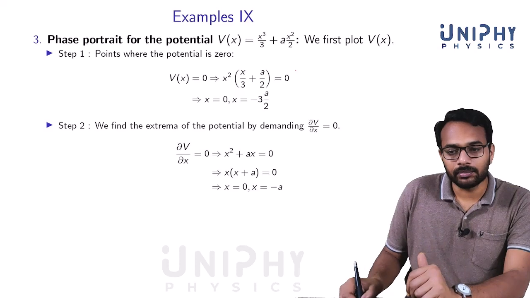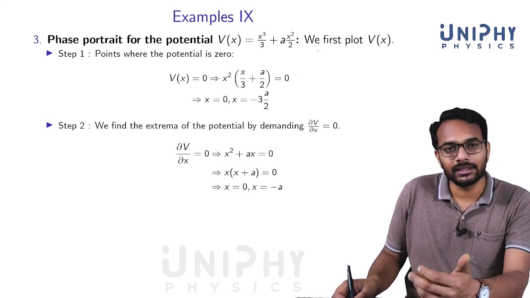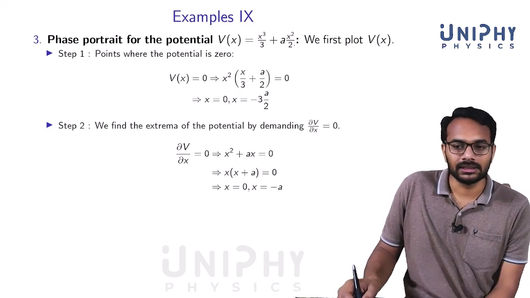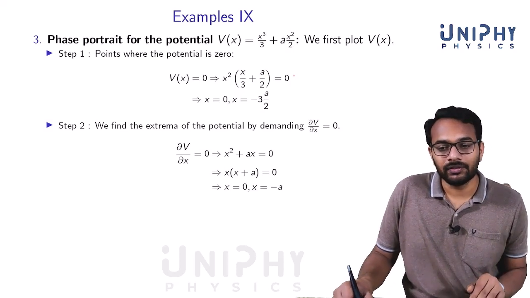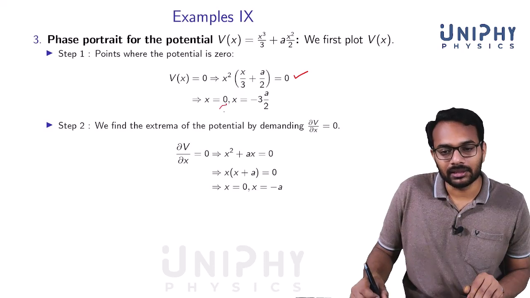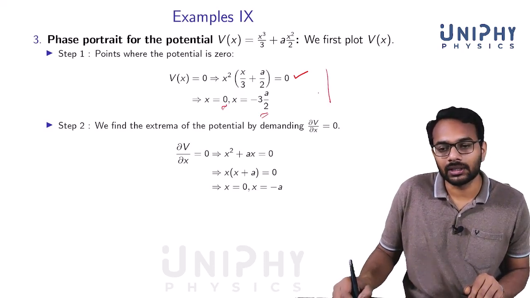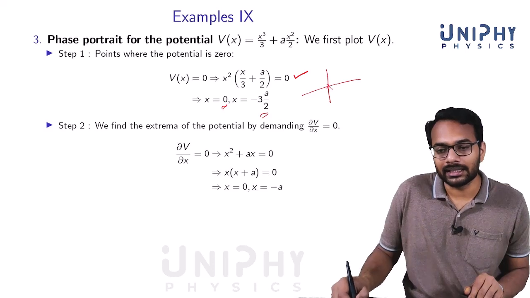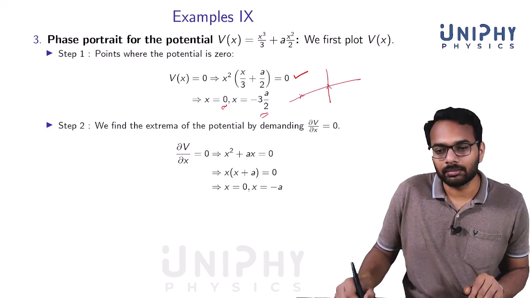The first thing to do is to plot V of x versus x. For that, the first thing is that we find the zeros of the potential energy. We see that the potential energy becomes 0 at x equal to 0 and x equal to minus 3a by 2. So we already get some idea. We note that at x equal to 0 and at minus 3a by 2, it is 0.